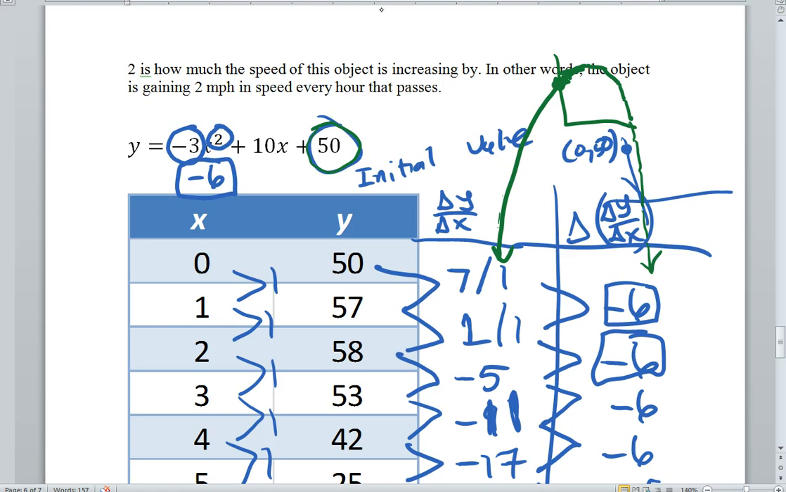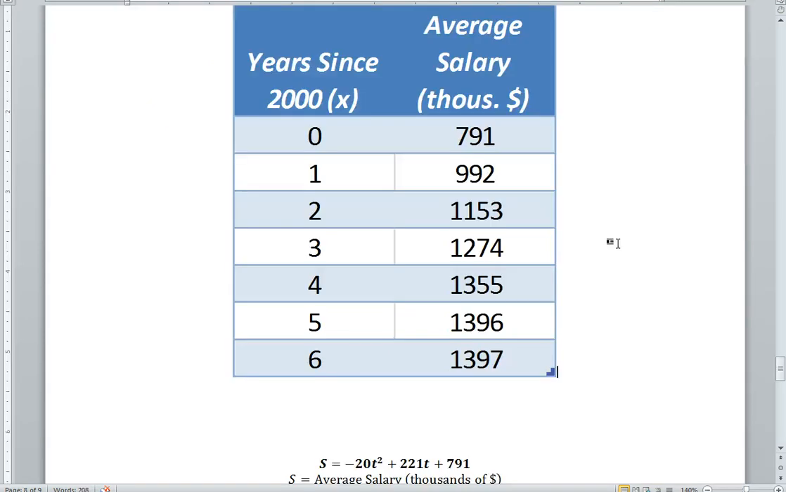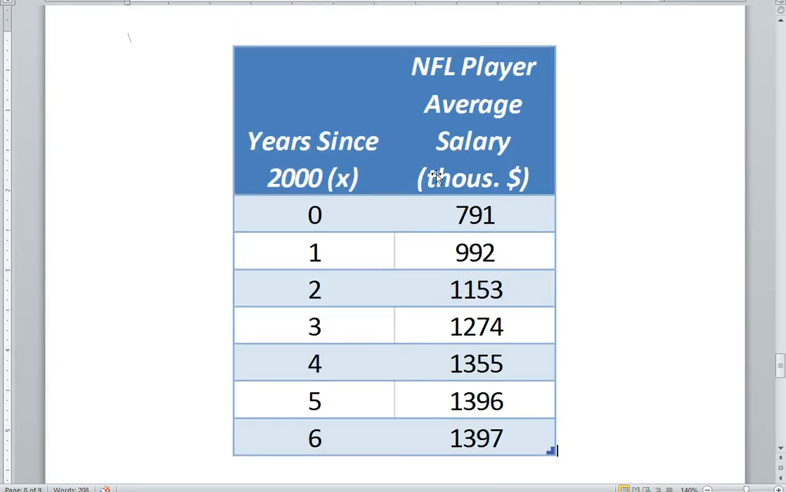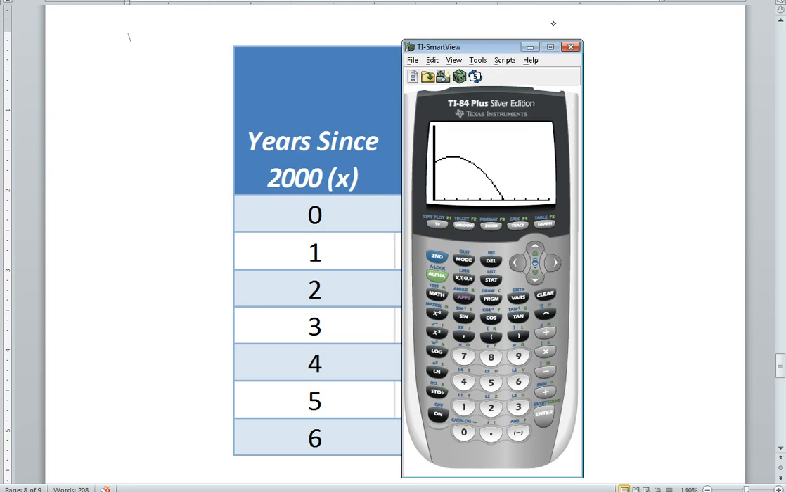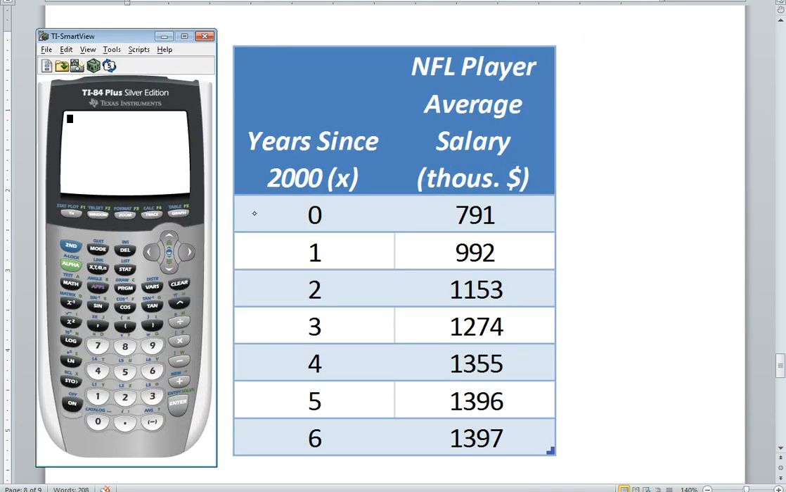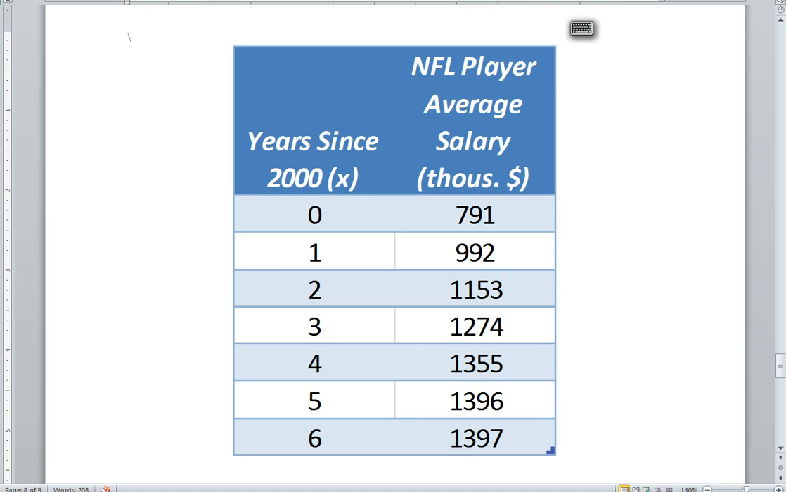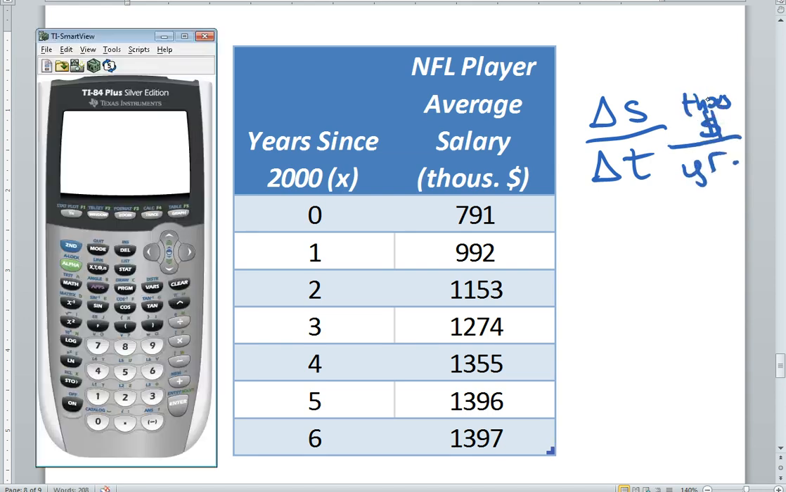So let's do one more example. In this particular instance, we have years since 2000 and the NFL player average salary in thousands of dollars. So I'm going to pull up my calculator, and we're going to look at the change. Now we know that these are 1-year increments, so what I'll put over here is my change in the salary per change in year. So my units are going to be $1,000 per year. And I'll just leave that right there.